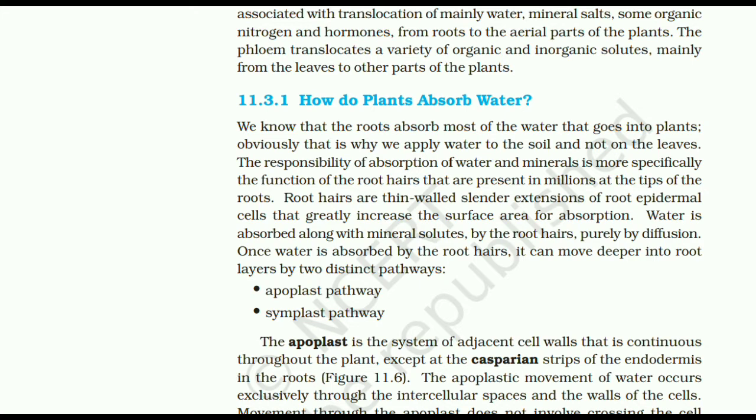Root hairs are thin-walled, slender extensions of root epidermal cells that greatly increase the surface area of absorption. Water is absorbed along with mineral solutes by root hairs, purely by diffusion. Once water is absorbed by the root hairs, it can move deeper into the root layers by two distinct pathways: the apoplast pathway and the symplast pathway.